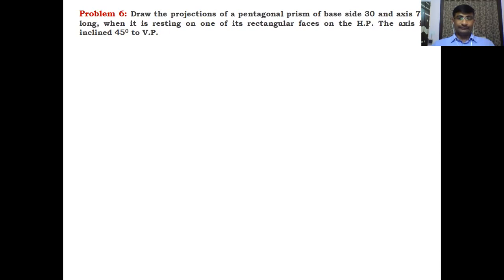Clear? Base side is 30 mm and axis is 70 mm long. It is resting on one of its rectangular faces. It has 5 rectangular faces, and out of those 5 rectangular faces, one rectangular face is resting on HP. That must be located on the HP. The axis is inclined 45 degrees to the VP. The axis inclination with VP is given, so you have to assume that in the initial position, the axis is perpendicular to VP.